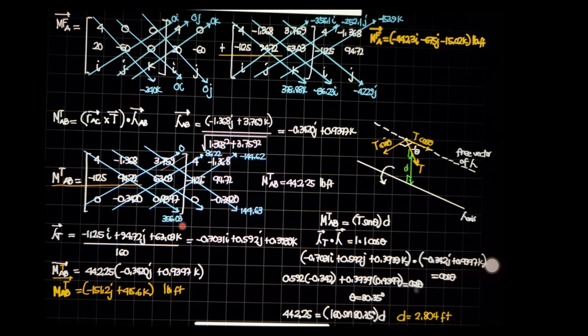Combining 356.03 plus 144.63 plus 86.22 plus negative 144.62, the result is 442.25, so it's positive as expected. This is 442.25 pound-feet, the moment of the tensile force about line AB. Now, for the last question, the perpendicular distance between the tensile force and the hinge line AB.